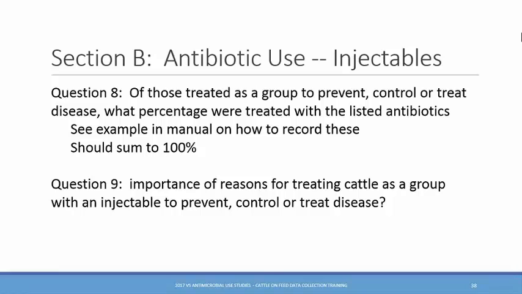Okay, so we'll just go on to question 9, and that's on page 9 of the manual. Here we're asking about the importance of the reasons for treating cattle as a group with an injectable. We have 11 different reasons that the producer will need to respond to, and for each one we would like you to select the importance of that reason, whether that's the long shipping distance, the arrival weight, the appearance, shipping fever, and so forth.